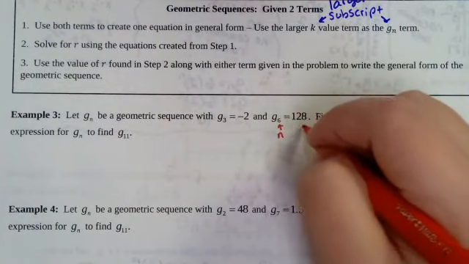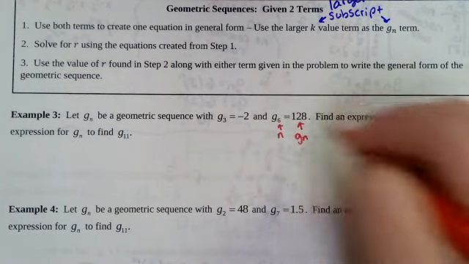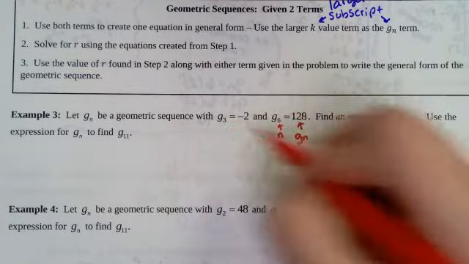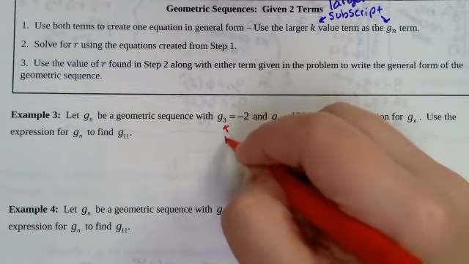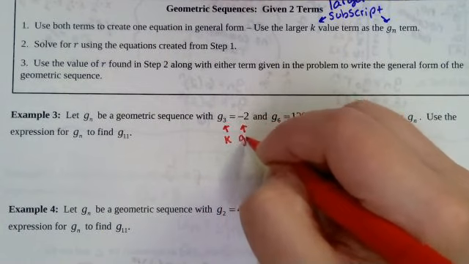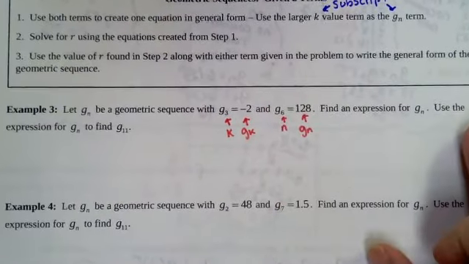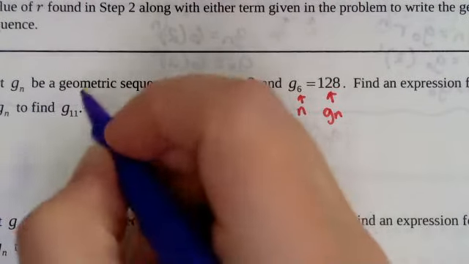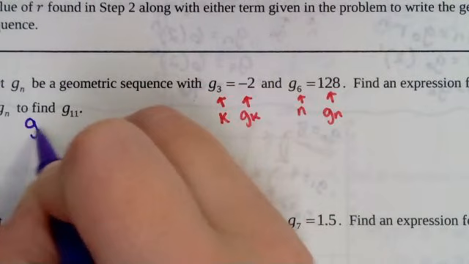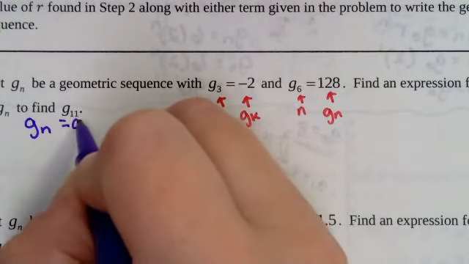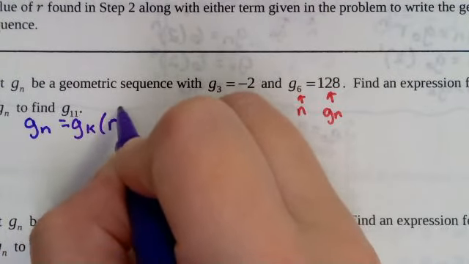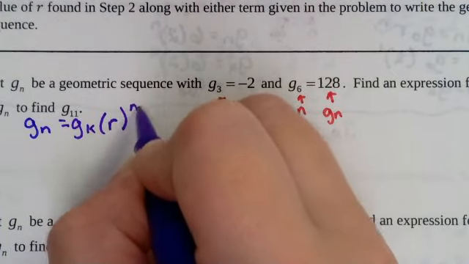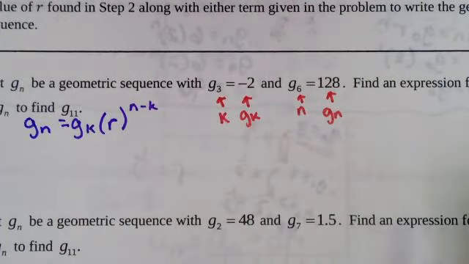So I've decided that n is 6. That means that this value is g sub n. If that was the n's, this one's going to be the k's. For the purpose of that equation, this is g sub k. So we're going to use that a little bit more complex equation that has the k's in it as well. I'm going to rewrite that out here just so we have it, but it is g sub n equals g sub k times your common ratio to the n minus k power.